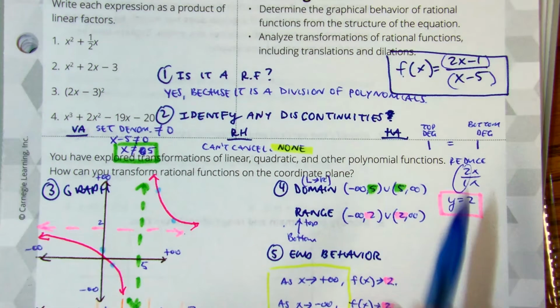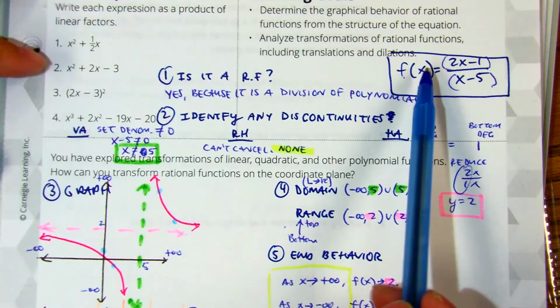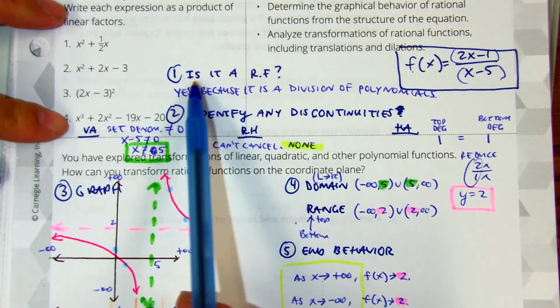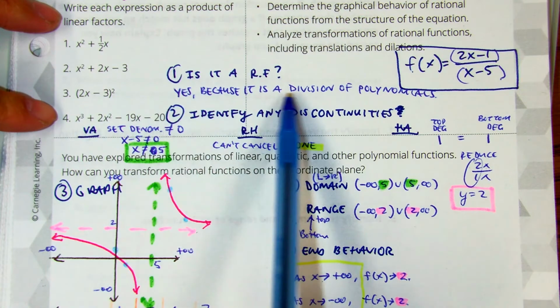Alright, you are given this rational function, f of x equals (2x minus 1) over (x minus 5). Is it a rational function? The answer is yes, because it's division of polynomials.